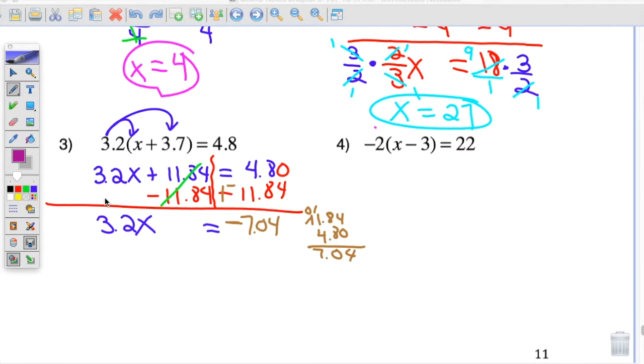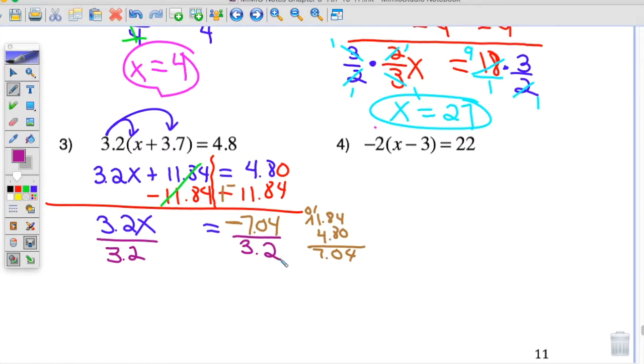So now we have our 3 and 2/10 x is equal to negative 7 and 4/100ths. Get the x by itself, divide both sides by the 3 and 2/10. Our 3 and 2/10 cancels out. You're left with x equals. On the right, I have a negative divided by a positive, which is negative. And then you can use your calculator to divide. Remember, the negative 7 and 4/100 goes in first, divided by the 3 and 2/10, and you end up with negative 22/100.